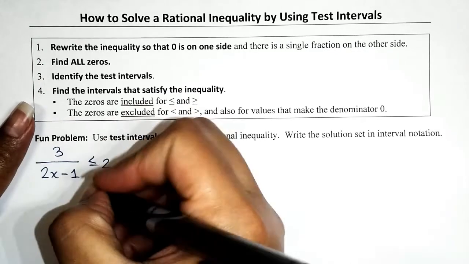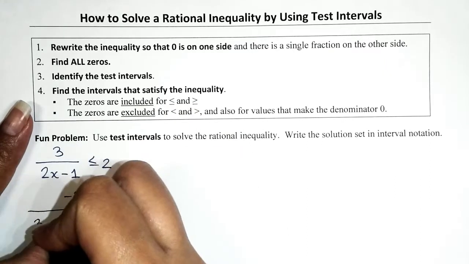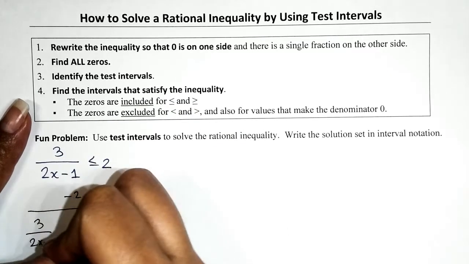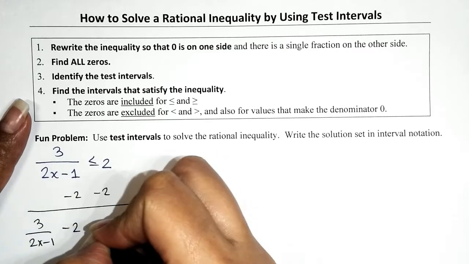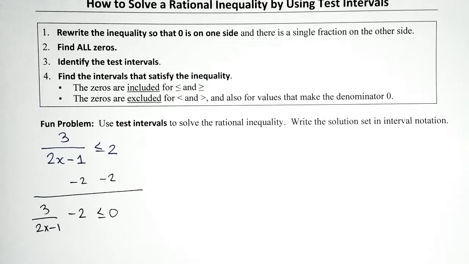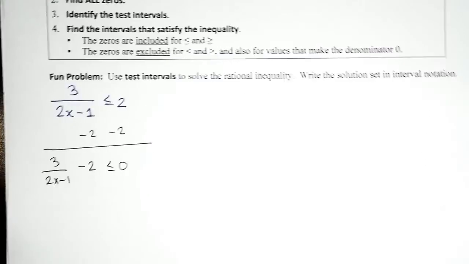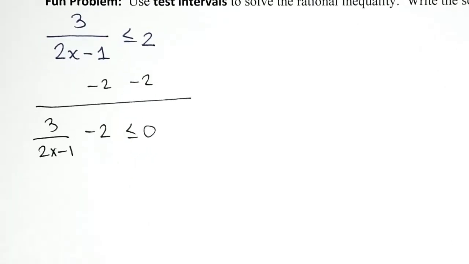So if we subtract 2 from both sides, that's going to give us 3 over 2x minus 1, minus 2, is less than or equal to 0. Okay, so we have part of step 1 nailed. Step 1, fix it so there's 0 on one side and a single fraction on the other. We don't have a single fraction yet, but we're going to get to it. Let me go ahead, zoom in, and then I'll zoom out as needed.